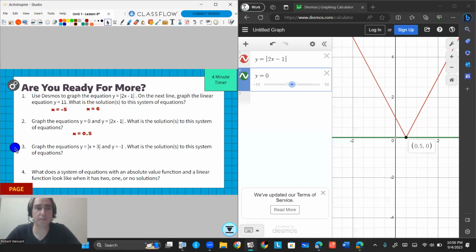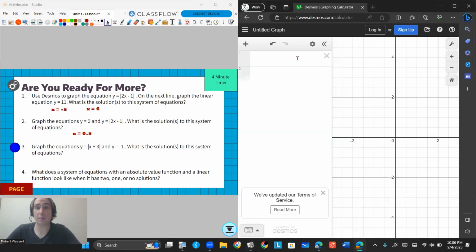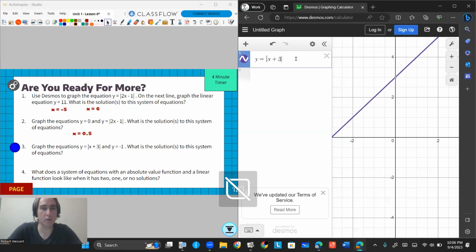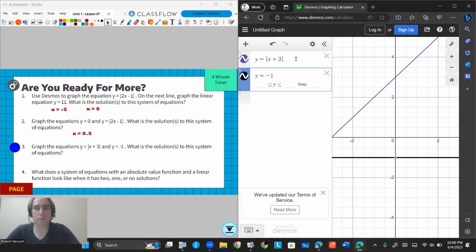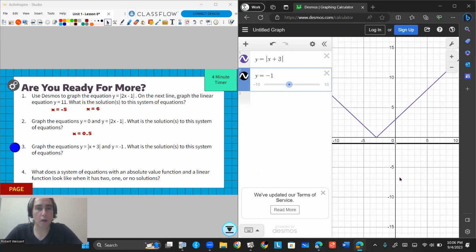Moving on to question 3. Graph the equations y equals the absolute value of x plus 3 and y equals negative 1. What is the solution to the system of equations? Well, these guys do not cross, so that's going to be no solution.